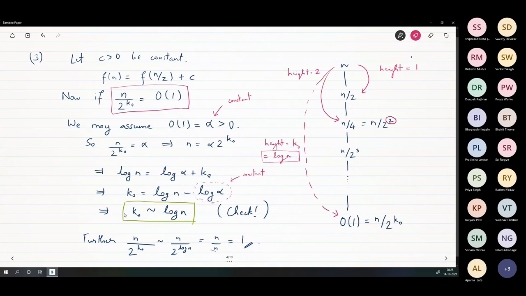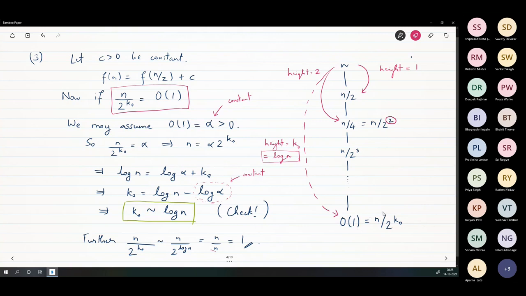So when you take something that is tilde log n, you will get something that is close to big O 1. You're getting 1 itself here. So very good. So asymptotically, this height is log n. That is the meaning, when you go n by 2, n by 4.